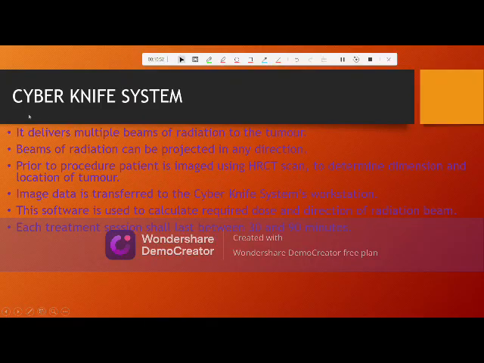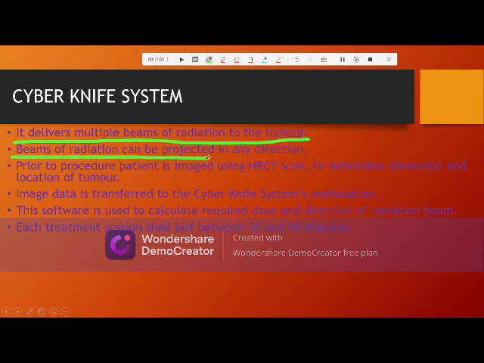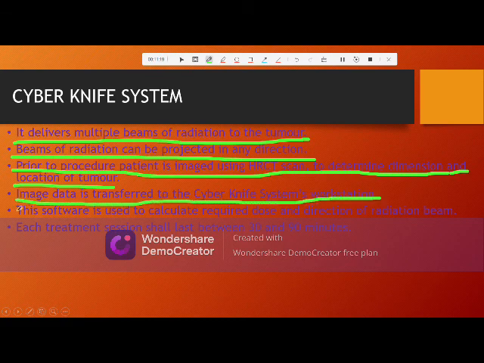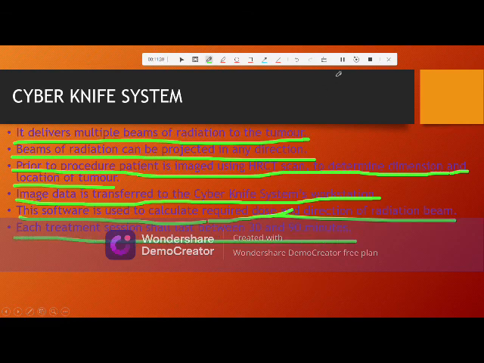Now the last, the CyberKnife system. It delivers multiple beams of radiation to the tumor. Beams of radiation can be projected in any direction. Prior to the procedure, the patient is imaged using an HRCT scan to determine the dimension and location of the tumor. Image data is transferred to the CyberKnife system's workstation. This software is used to calculate the required dose and direction of the radiation beam. Each treatment session shall last between 30 and 90 minutes.